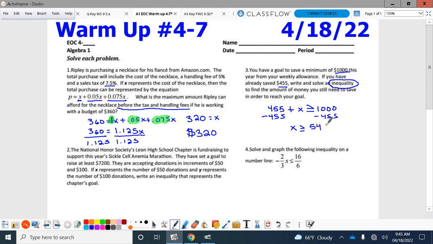45? Perfect. So the answer to the question, what does the actual question say? Solve an inequality to find the amount of money you still need to save in order to reach your goal. So the minimum that you can save is going to be $545. Now, if this was a typing one, you'd write out: the minimum you still need to save is $545.